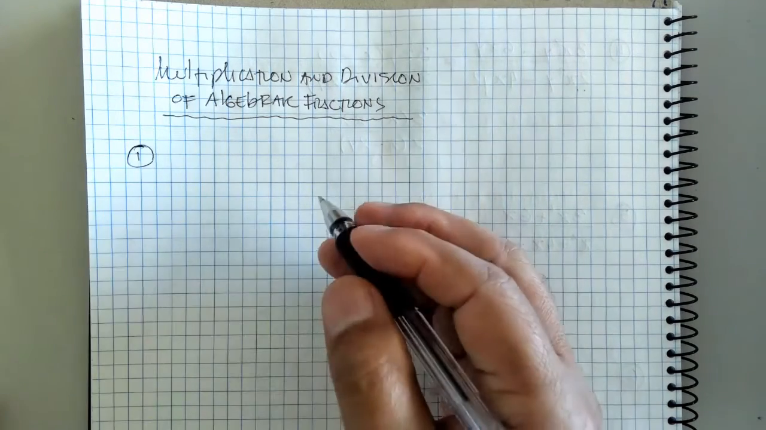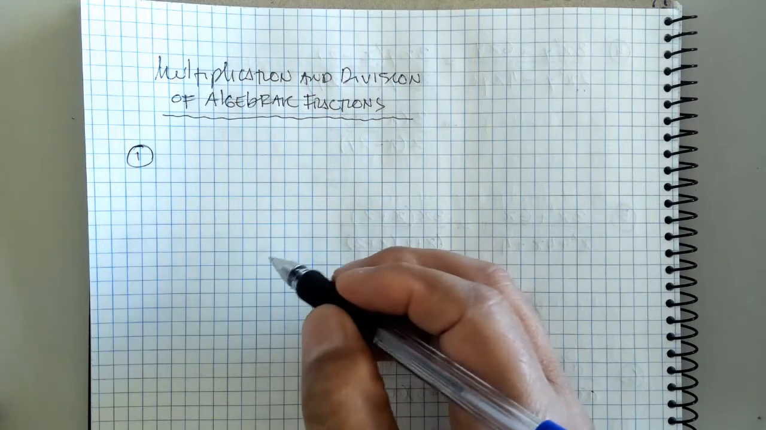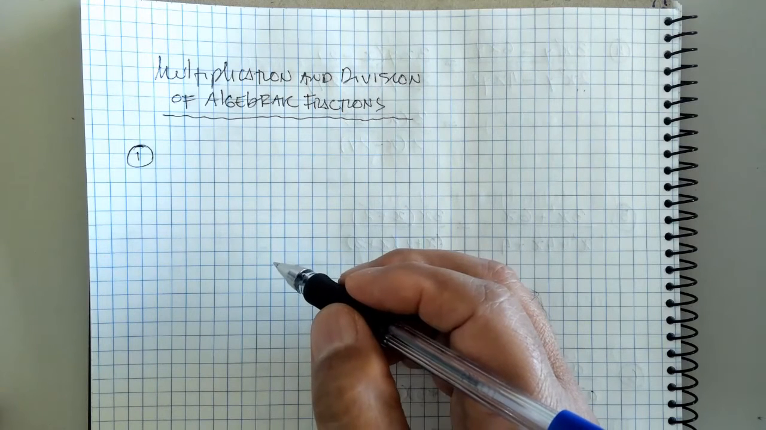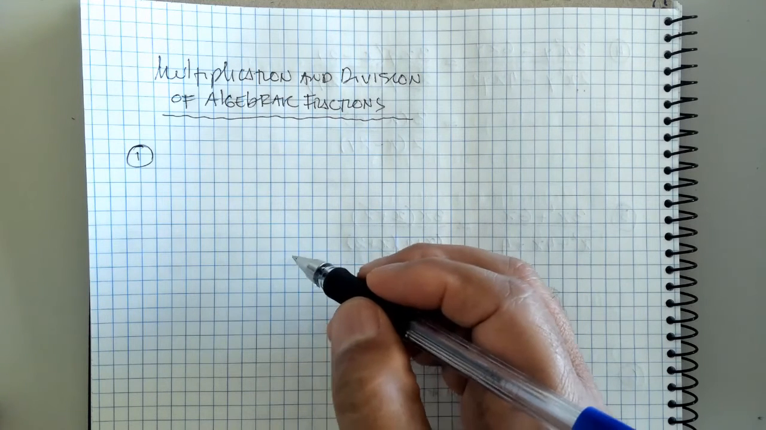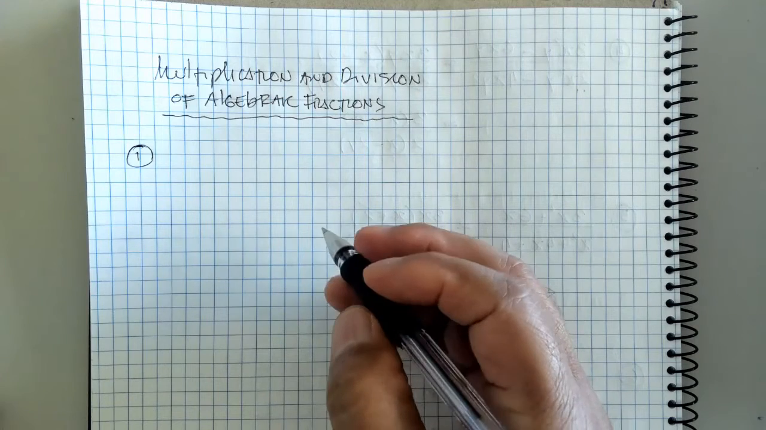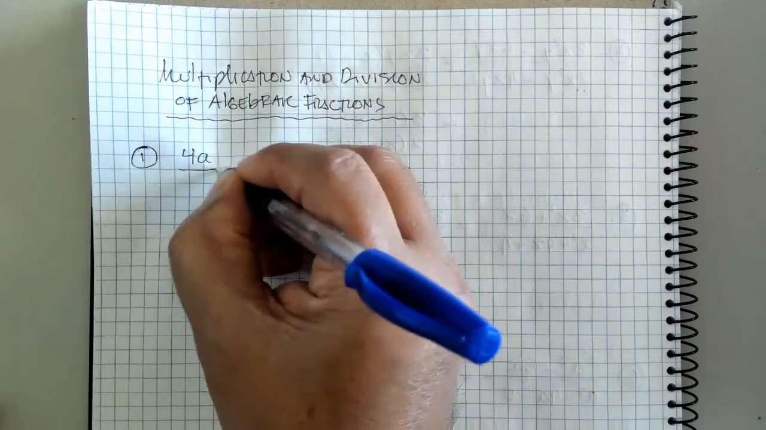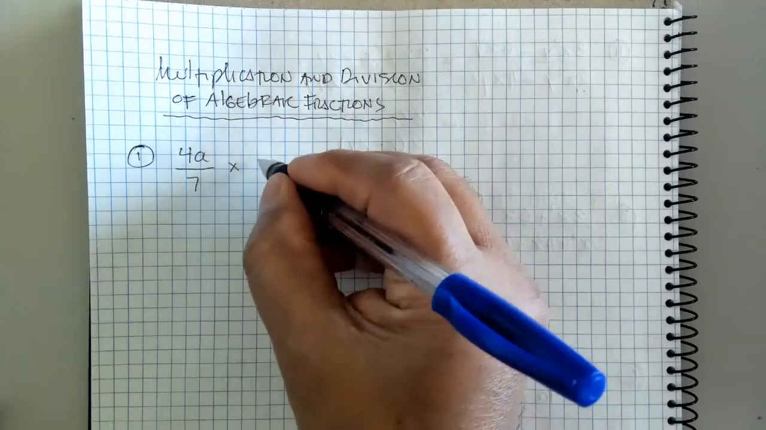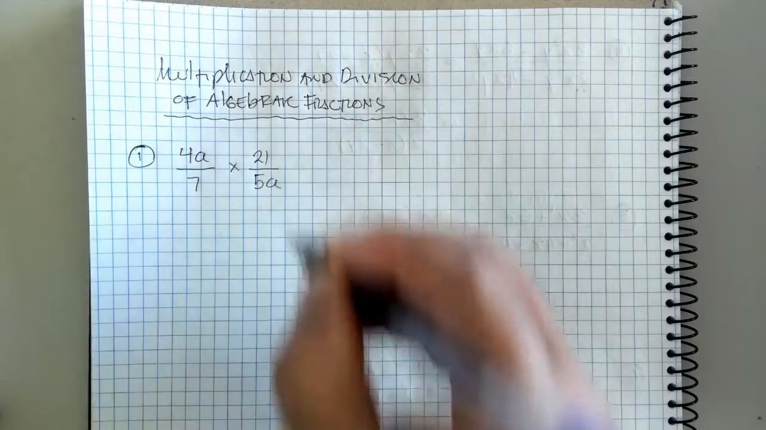But when you have algebraic fractions, on top of that you need to be careful, because this time you're not going to see only numbers, but you're going to see pronumerals. That's why we call them algebraic fractions. And then you have to follow the same rules that we have been using all the time with pronumerals. So question 1. Let's say that you have 4a divided by 7, and you're going to multiply that fraction by 21 divided by 5a.